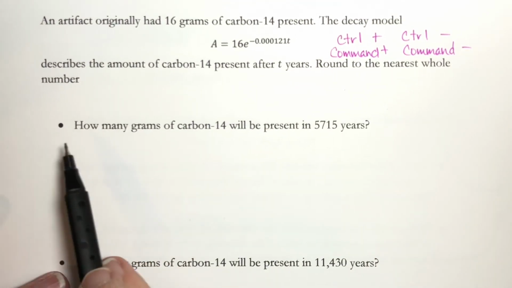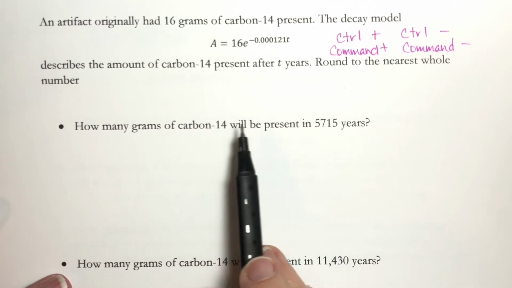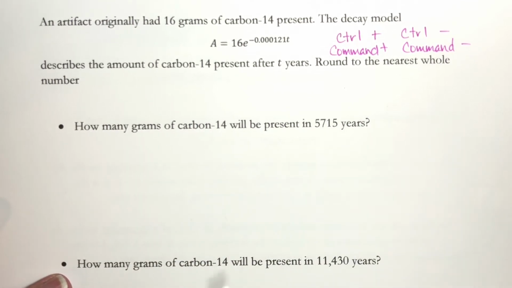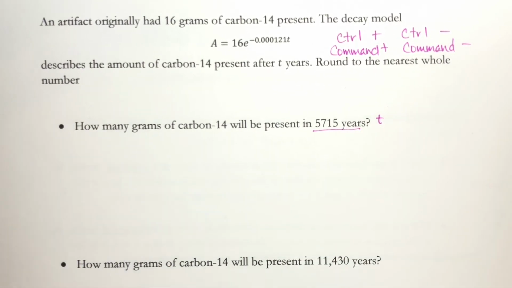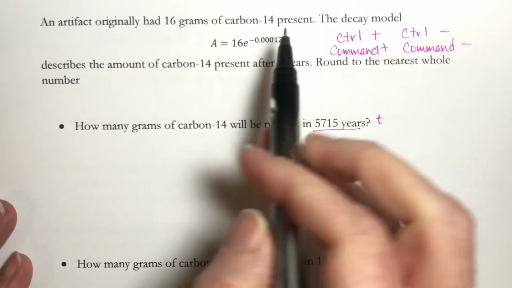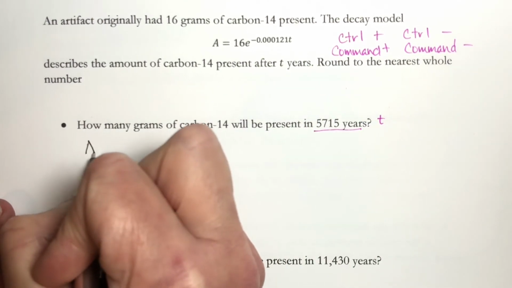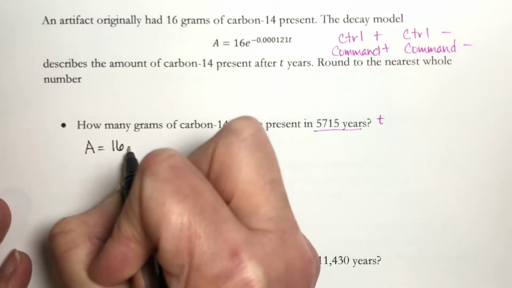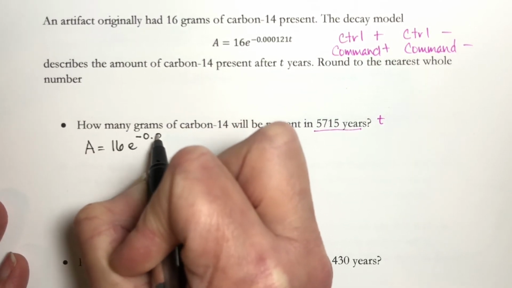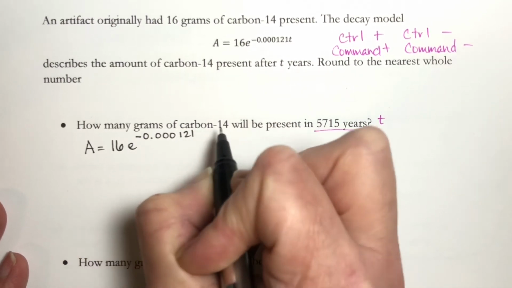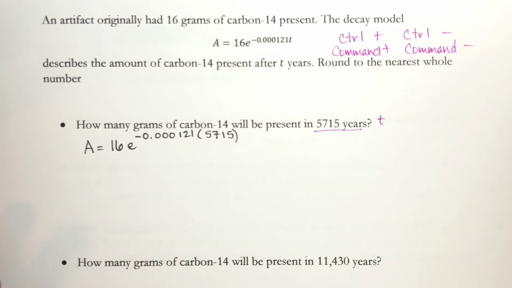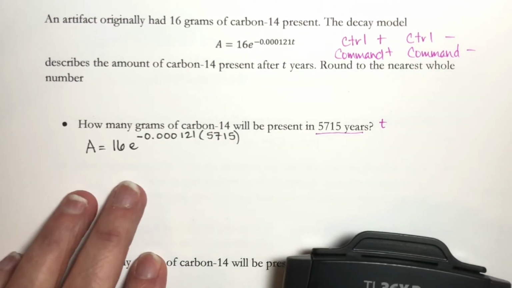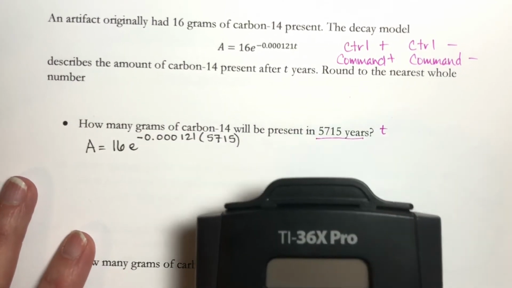Okay, so let's start working a problem. How many grams of carbon-14 will be present in 5,715 years? Well, this is our time, so we plug in this number right up here. So I have A is equal to 16 e to the negative 0.000121 times 5715.